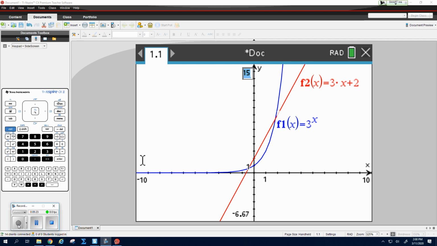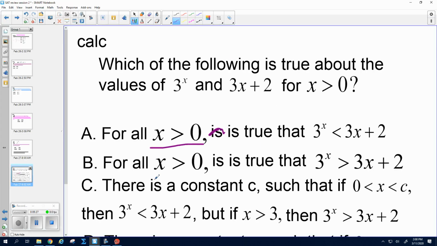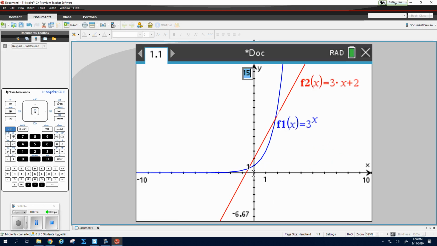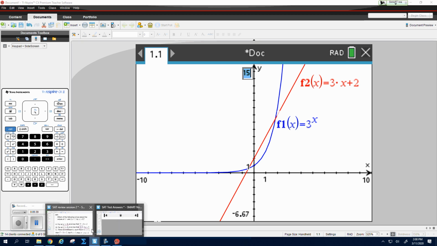So let's look at B. For all x is greater than 0, now they're saying the opposite. The exponential graph is greater than the line. So if I start here and go to the right, nope, this exponential is less than, so it's definitely not going to be B. Okay?